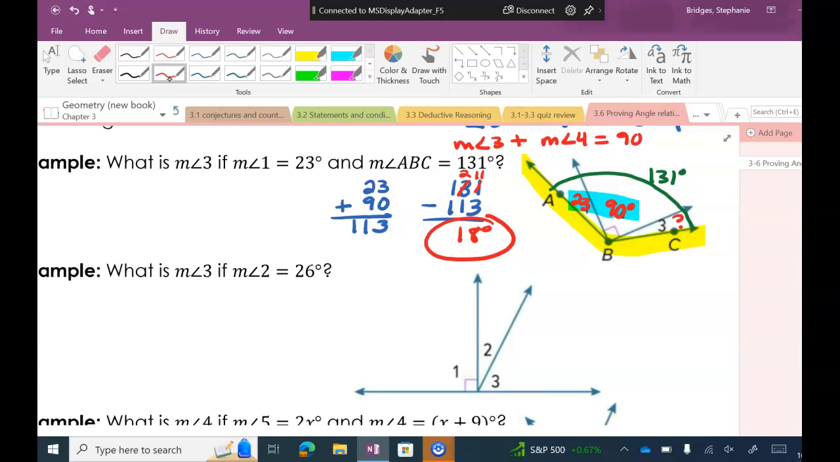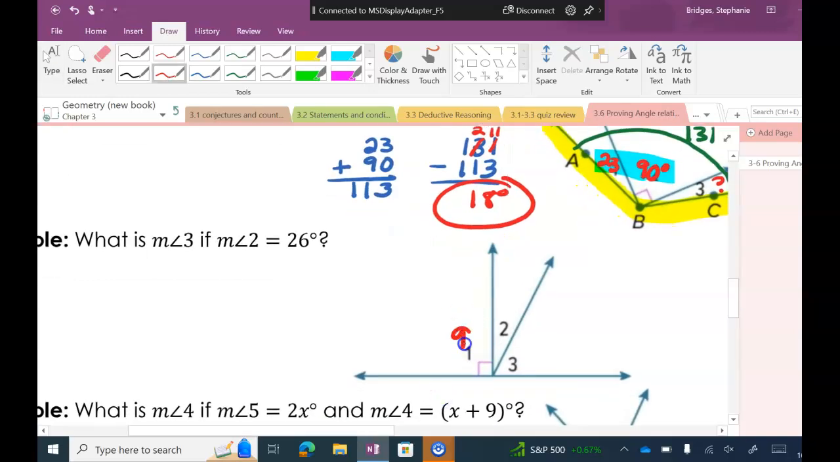Okay, we're looking for the measure of angle 3. Most of you had the right idea. Some of you just made a simple mistake with your adding and subtracting. What does it tell me about angle 1? It's 90 because of the little box, right? What about angle 2? It is 26.